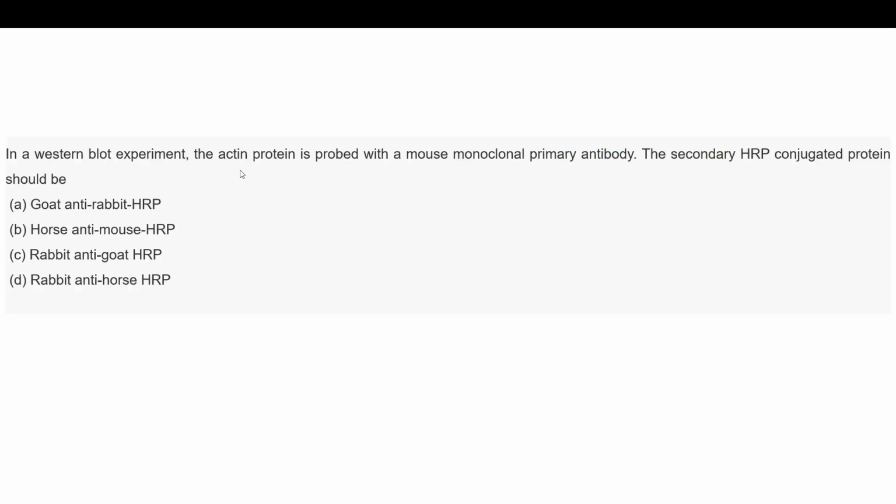And when we talk about a Western blot experiment, the actin protein is probed with a mouse monoclonal primary antibody. So the secondary HRP-conjugated antibody should be anti-mouse, but it should be raised in some other organism. So the option will be horse anti-mouse HRP.